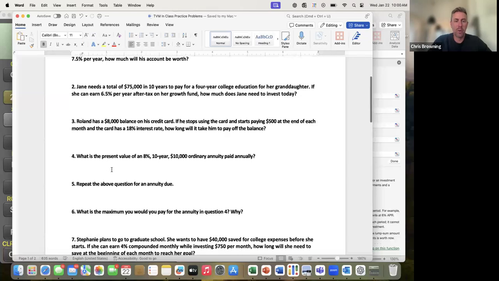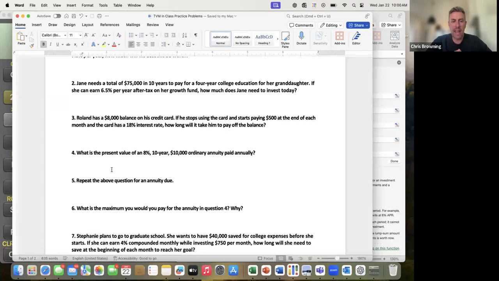All right. So number 4 says, what is the present value of an 8% 10-year, $10,000 ordinary annuity paid annually? If I ever see a $10,000 followed by ordinary annuity, this is telling me that this is a $10,000 payment that takes place at the end of the period. Do I have a payment? Yes. Does that payment take place at the beginning or end? Well, it's an ordinary annuity, so I know that it takes place at the end. Does it take place more frequently than annually? No, the payment takes place annually.